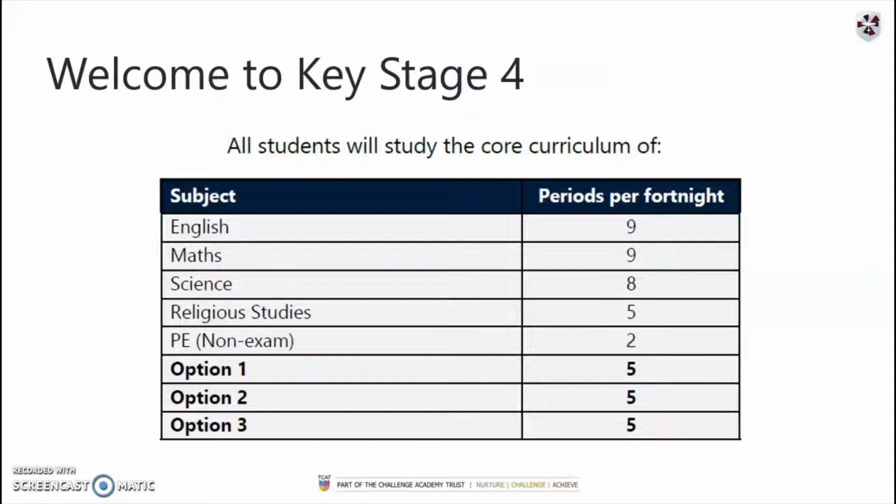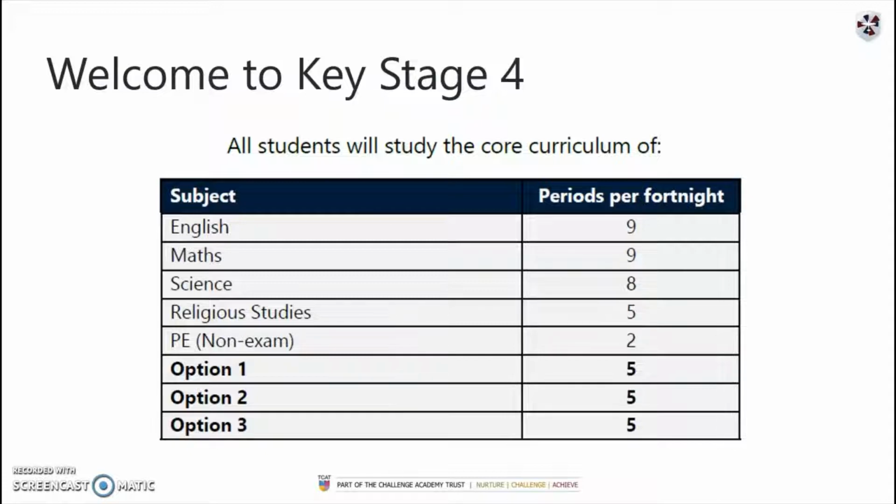Looking at the curriculum for Key Stage 4, all students will study the core curriculum of English for 9 periods per fortnight, Maths for 9 periods per fortnight, Science for 8 periods, Religious Studies for 5 periods, PE for 2 periods per fortnight. PE does not have an exam, unless you choose sport as an option, in which case there will be an exam. Students will also choose an additional 3 options, each studied for 5 periods per fortnight.